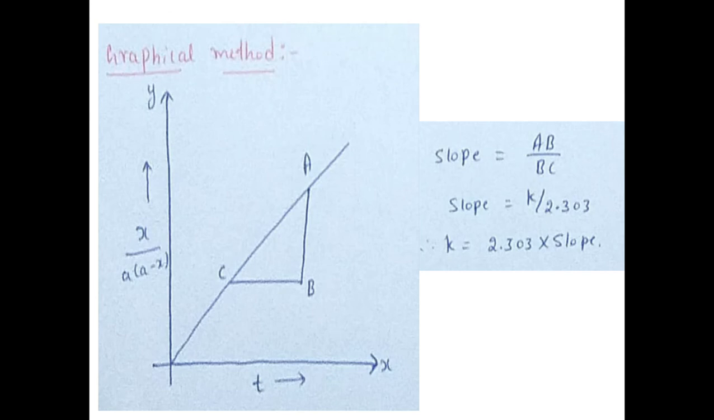By plotting the graph of x divided by a into (a minus x) versus time t, we get a straight line. After that, the slope will come. Slope is equal to AB by BC. Slope is equal to K divided by 2.303. Putting K outside, K is equal to 2.303 into slope. By this formula, we calculate the rate constant for second order reaction.